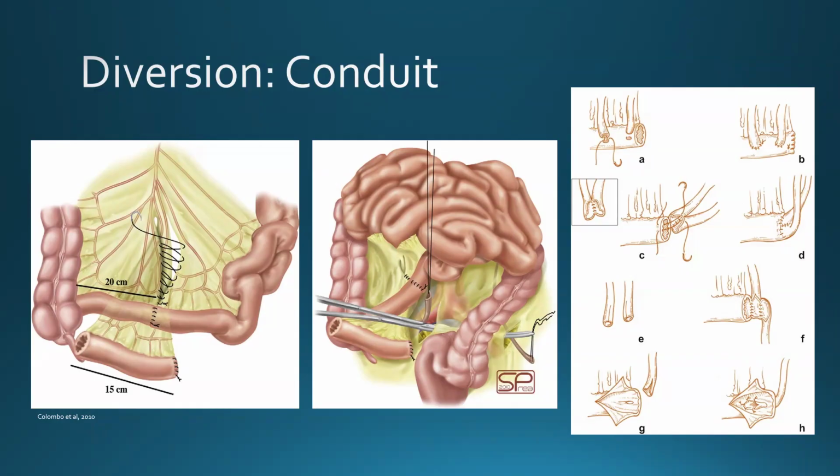G and H are just means of trying to reduce reflux for these patients. And so that's the technique that's being depicted here, is essentially this tunneling of the ureter in order to avoid that.